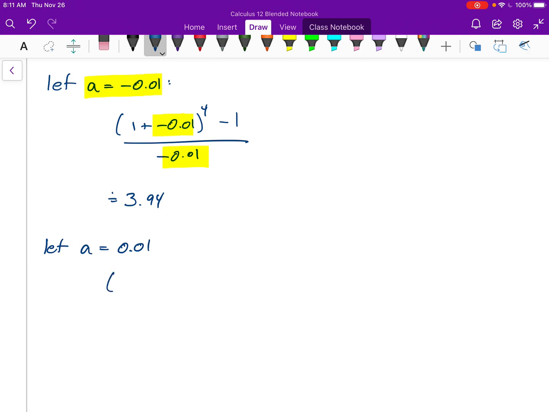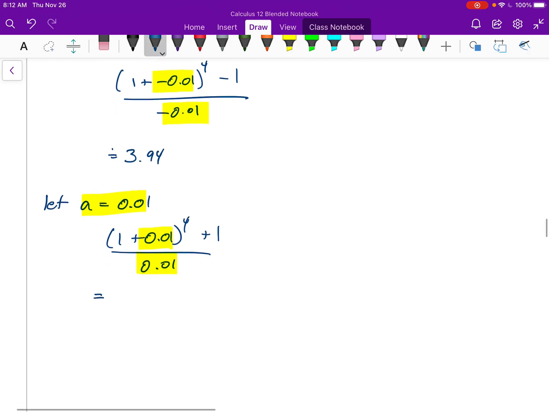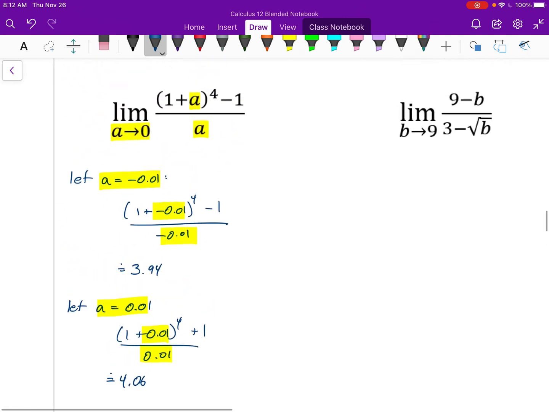Same thing. So I get 1 plus. And again, go to my calculator. And for this, I get approximately 4.06. So here's where I make my educated guess now. As I approach from the left, it's a little bit less than 4. As I approach from the right, it's a little bit more than 4. So my educated guess now is to assume that this equals 4.